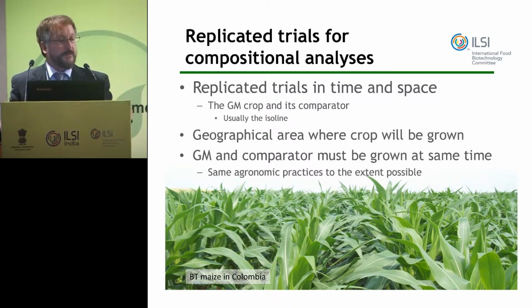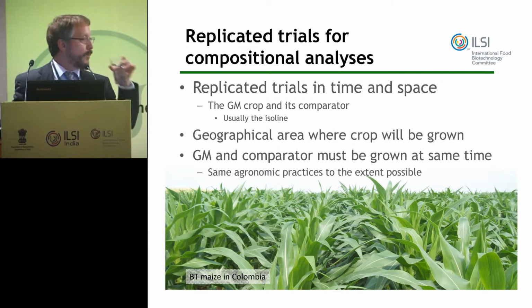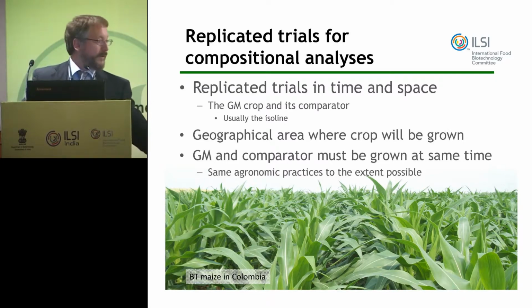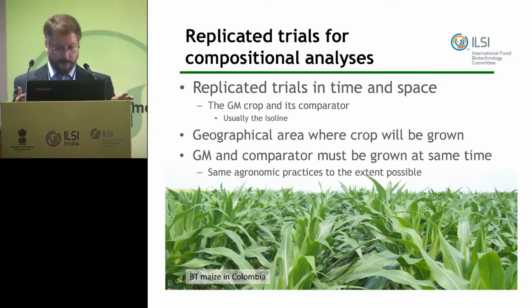Whatever the composition data are, it is critical that they be replicated in time and space. They have the comparator. Usually the comparator is the isoline. Europe is now asking for the nearest non-GM relative. And you might even have some conventional varieties in there as a comparator. You need to grow them in the area where the crop will be grown. And they must be grown at the same time with the same practices to the extent that's possible.